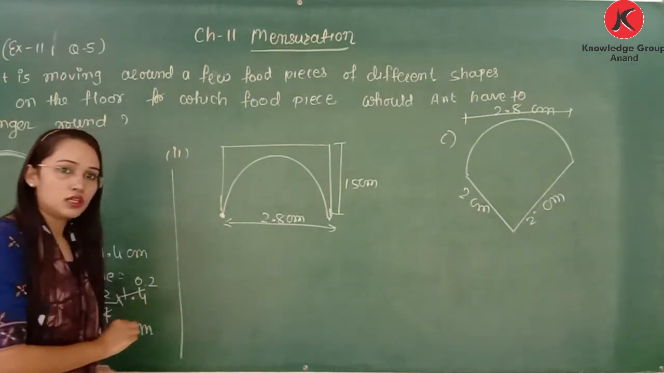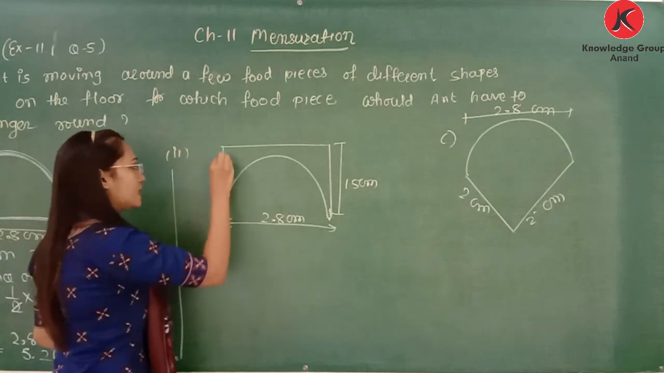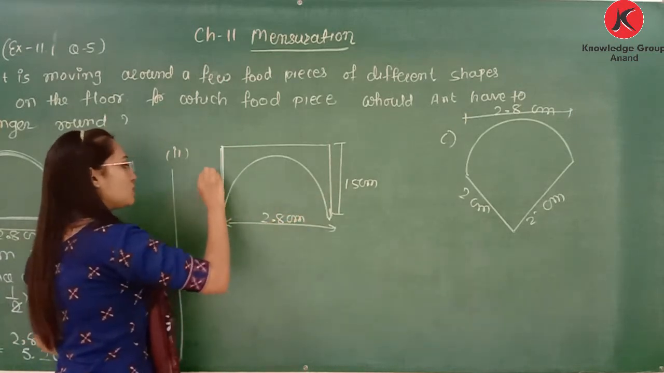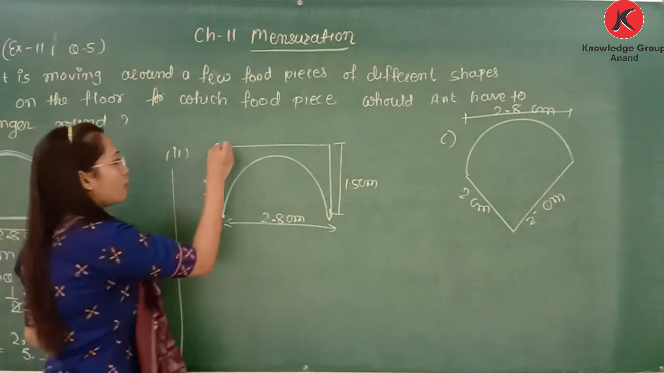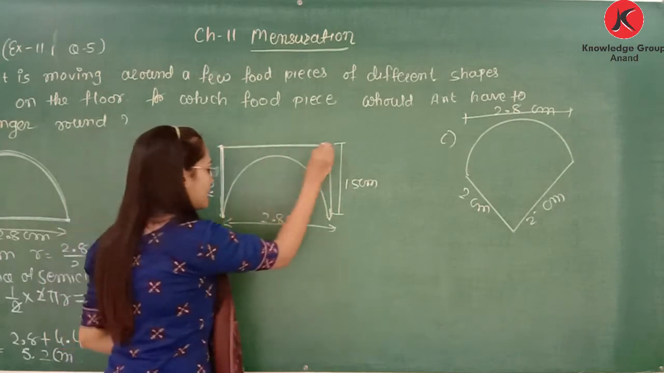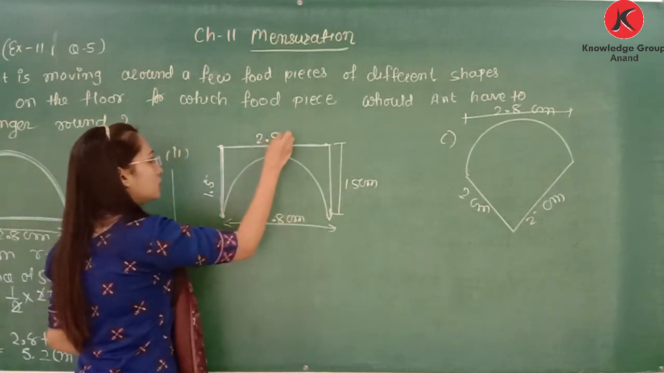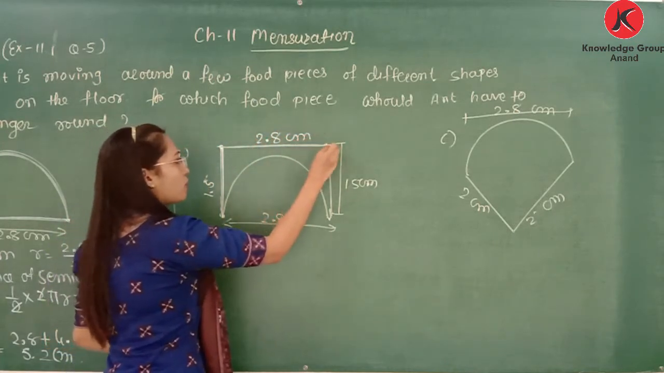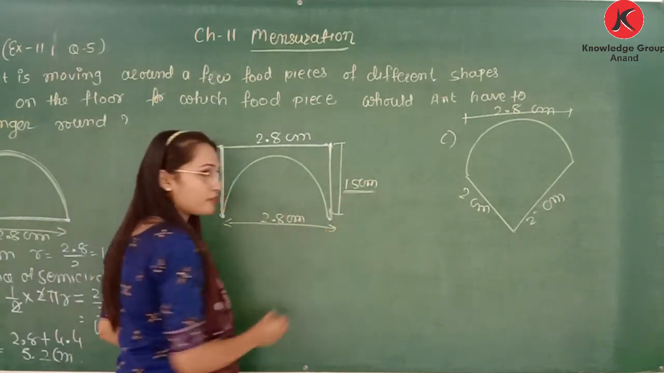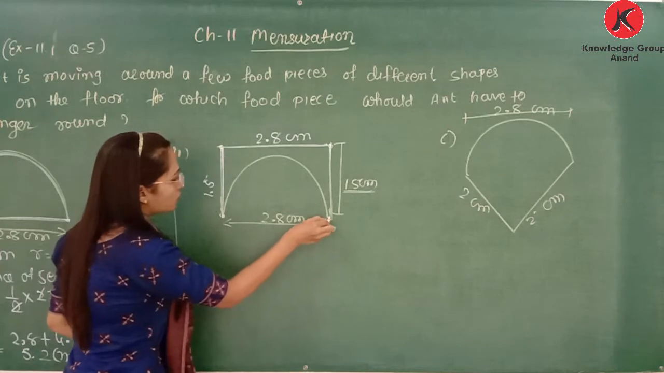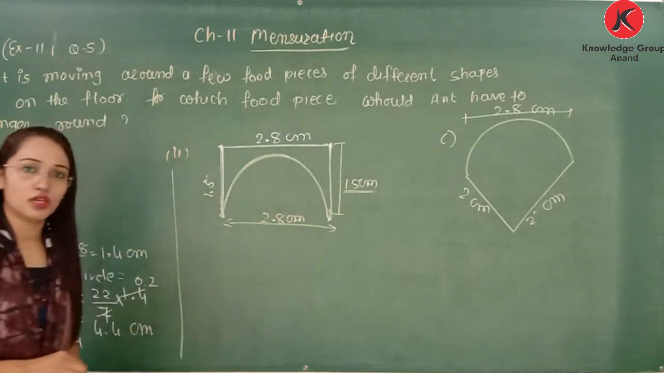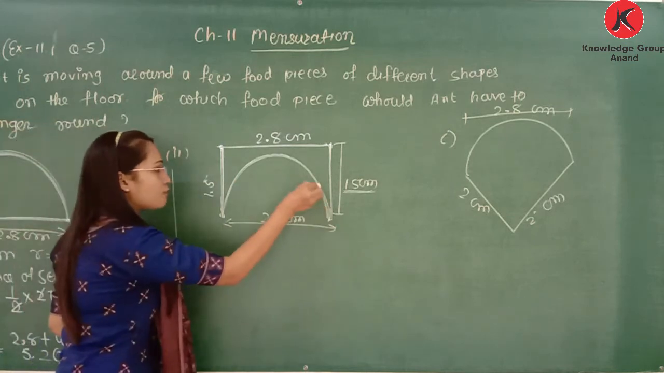Now for the next figure. Again the ant is here. It is moving along this length. So what is this length? It is 1.5, which means we need to add 1.5. Now from this point it went in this direction. What is this length? It is 2.8 centimeter. From this point it moves in this direction, so that is also 1.5 centimeter. And from this point it moved to the semicircular region, so it is the circumference of the semicircle.